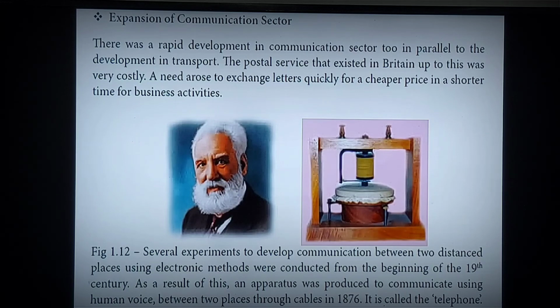Expansion of the communication sector. There was rapid development in the communication sector too. The postal service that existed in Britain up to this point was very costly. A need arose to exchange letters quickly, at a cheaper price and in a shorter time, for business activities. As a result, an apparatus was produced to communicate using the human voice between two places through cables in 1876. It is called the telephone. It was produced by Alexander Graham Bell. You can see Alexander Graham Bell. This is his first telephone.